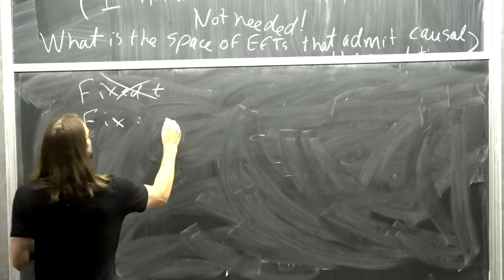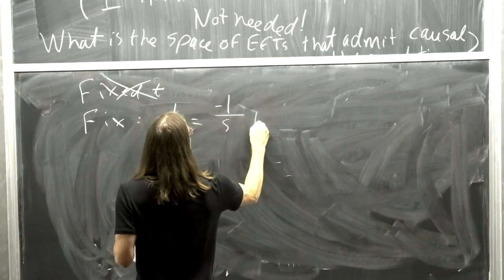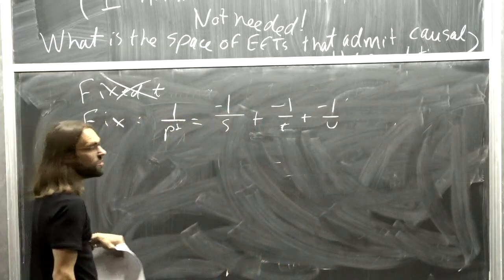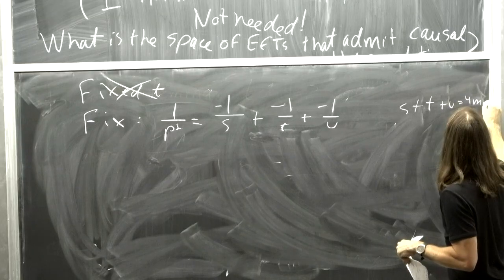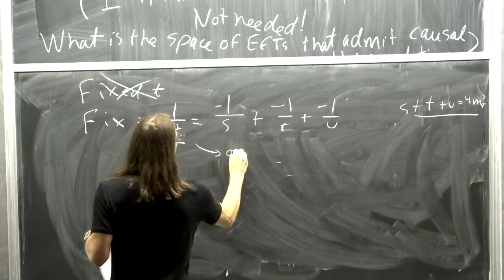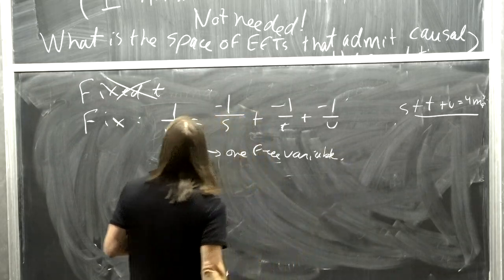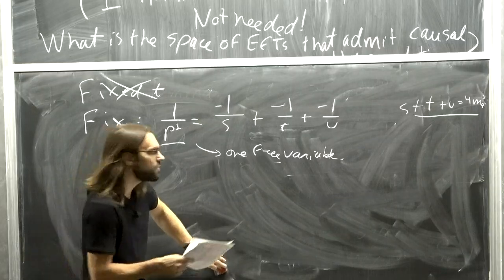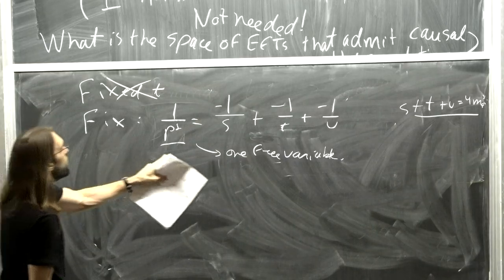And the idea is to fix 1 over p squared equal to minus 1 over s plus minus 1 over t plus minus 1 over u. You fix this combination. And as always, you have s plus t plus u equal to 4m squared. So you have basically one free variable. And I won't go through the details. You can get the full flavor from the reference I gave in homework problem 4. But I can give you a formula for what you get from this.